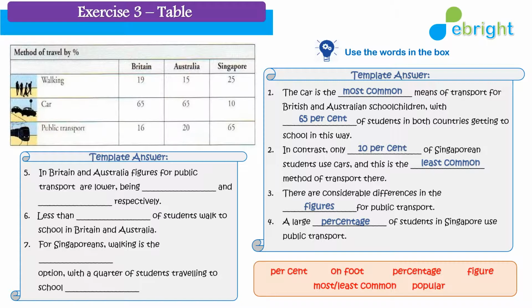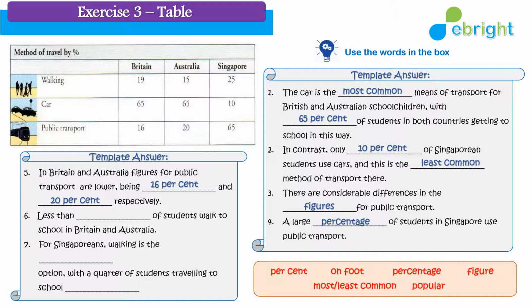Let's move to number 5 in the left box, template answer. In Britain and Australia, figures for public transport are lower. So let's move our eyes to Britain and Australia in public transport. So it's 16% in Britain and 20% in Australia, respectively, or in order.